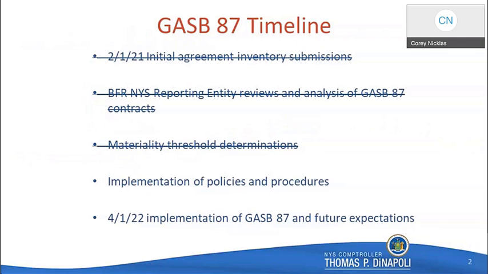Alrighty, so the current standing of the GASB 87 timeline is the implementation of policies and procedures for the 4/1/22 adoption date of the standard. We have completed the three major marked steps on the timeline thanks to New York State reporting entity submissions and correspondence. Those steps being the initial agreement inventory submissions that allowed us to build a 2/1/21 lease inventory, the reviews of New York State reporting entity submissions and contracts, and the discussions and determination of our set materiality threshold.